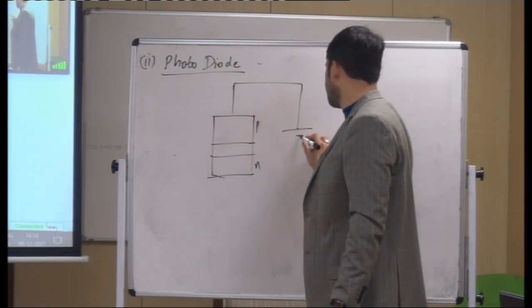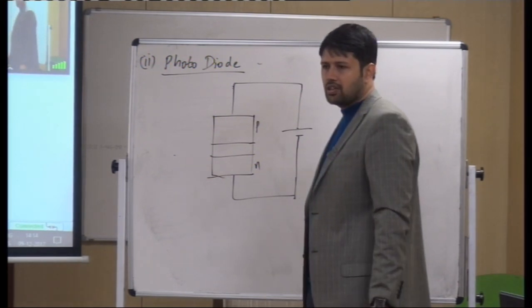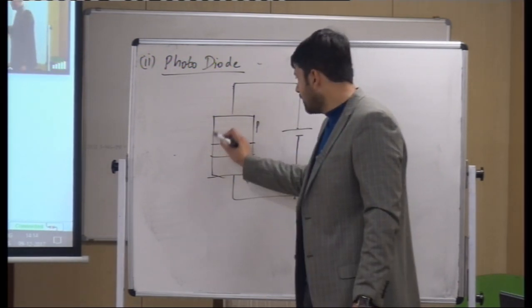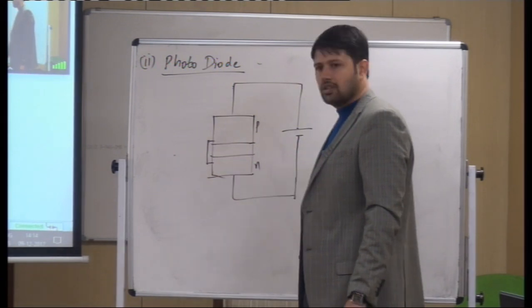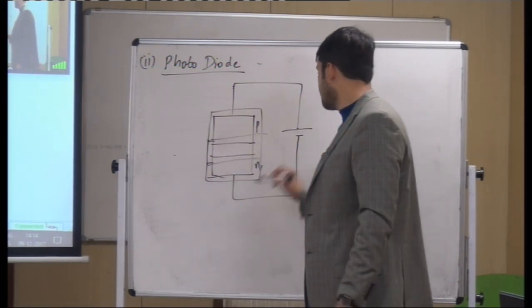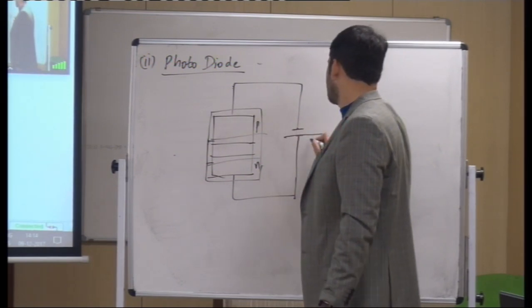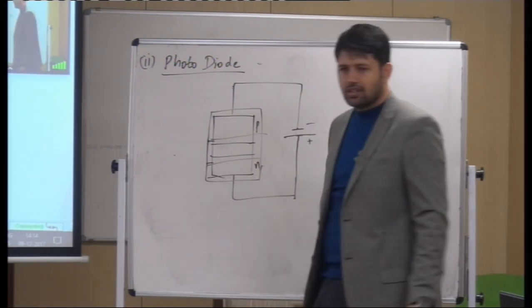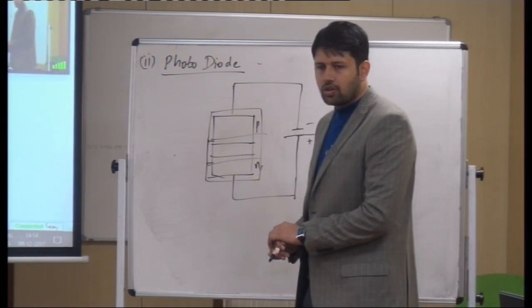So P is made negative while N is made positive. It is a normal diode in reverse mode with a window. Here on the depletion layer there is a transparent window, while the rest of it is covered in a box. So it's reverse biased with a window on the depletion layer.